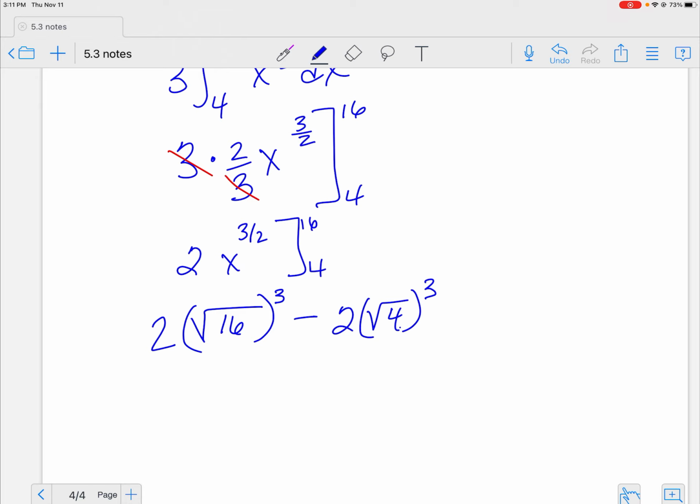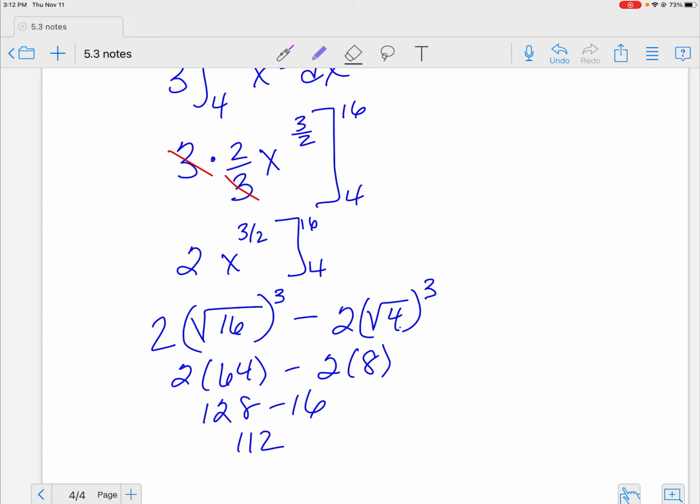So now I get 2 times the square root of 16 is 4 cubed. Can I just write 64 there? Do you need all that extra? Because 4 cubed is just 64. Minus 2 times, I know the square root of 4 is 2. 2 cubed is 8. And so we can just get that going. So I've got 128 minus 16 is going to give me what? 112? Ooh, not 1,000. 112? Okay.